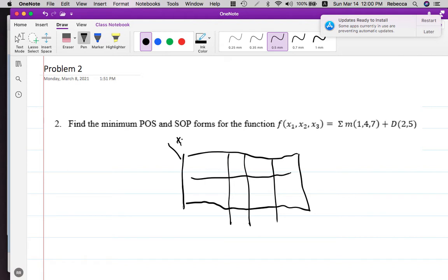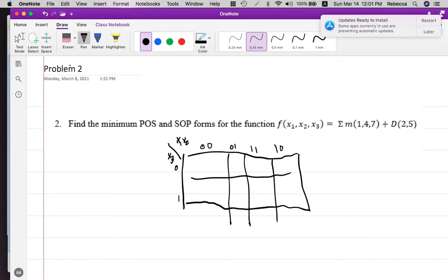So x1, x2, and x3. And then we'll label them the way we always do, 0, 0, 0, 1, 1, 1, 1, 0, and 0, 1. Now each of these squares corresponds to a min-term.